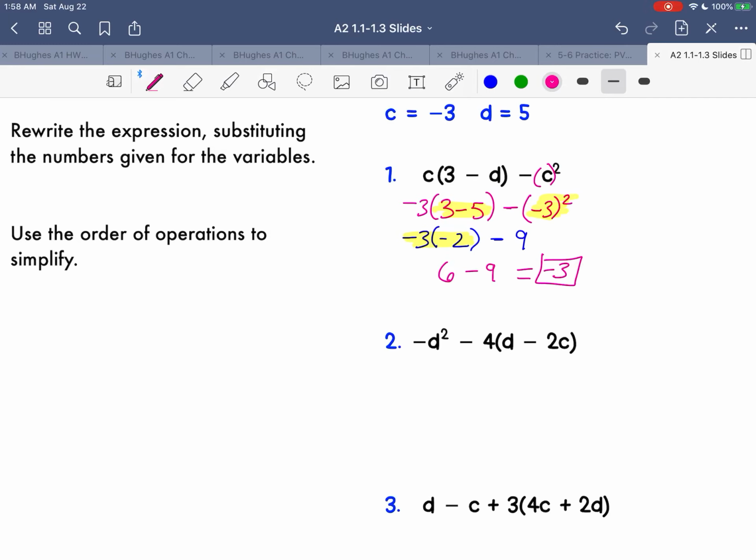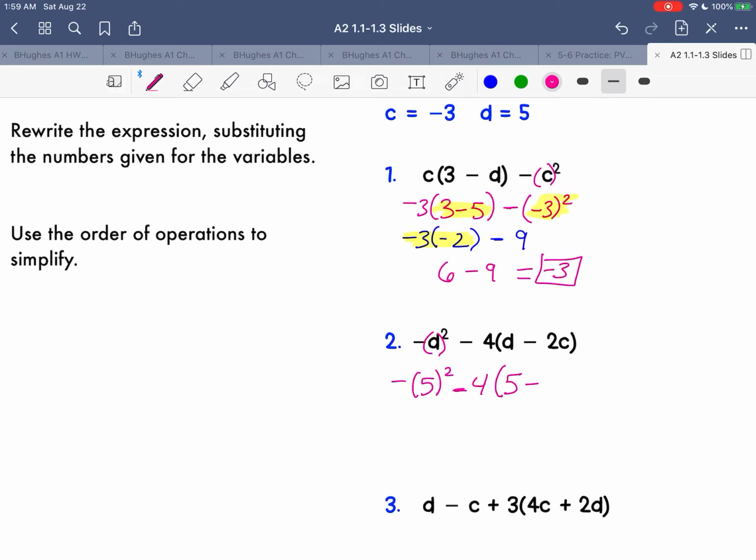So let's do another one. Again, we're replacing C values with -3, and we're replacing D values with 5. So be careful again right here. This does not mean the negative is included with D, although it won't matter on this one. It means that D is separate. D is 5, so we need to be careful that we separate that.